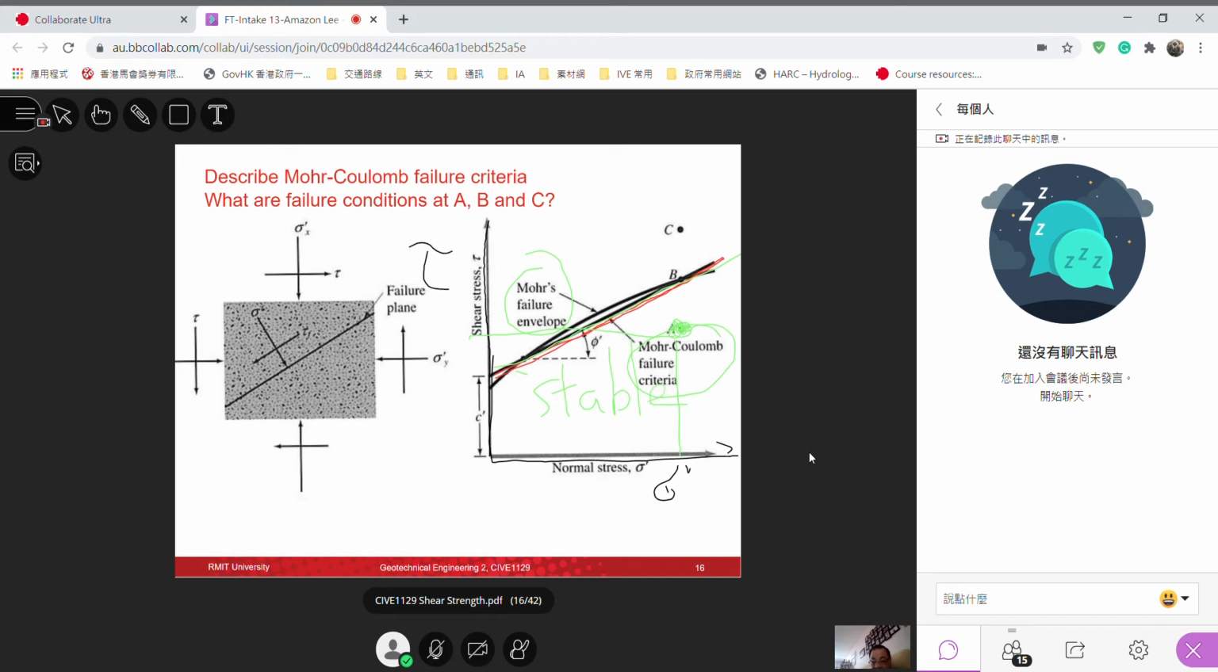The soil mass is stable, safe, no problem. Okay. Now, if we have a combination of the normal stress and shear stress, making the soil particle at B, this location, sit right at the boundary of the Mohr-Coulomb failure criteria with this normal stress and this shear stress. Okay, that means that the soil is just about to fail.